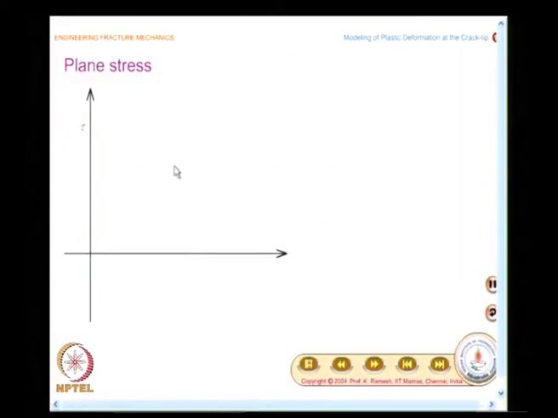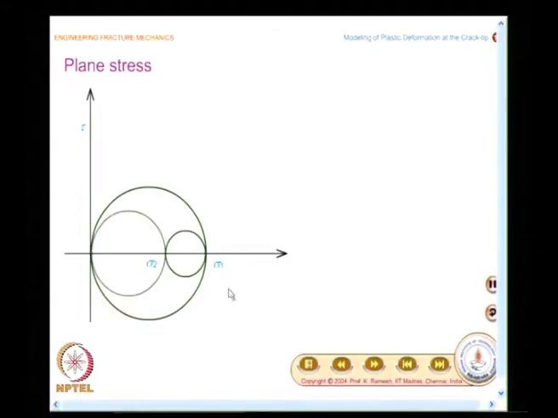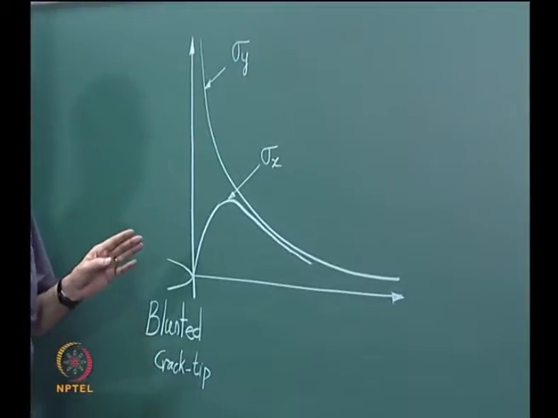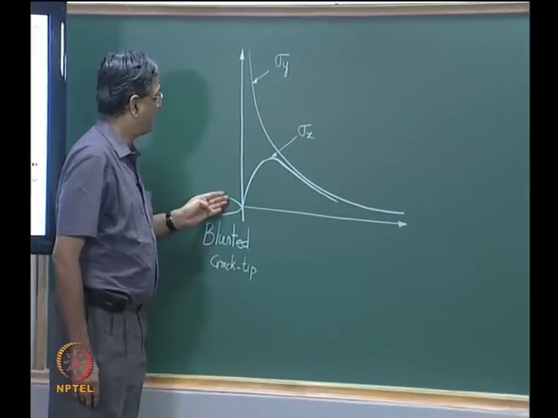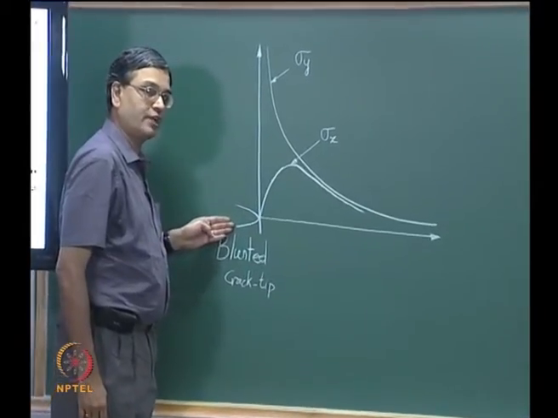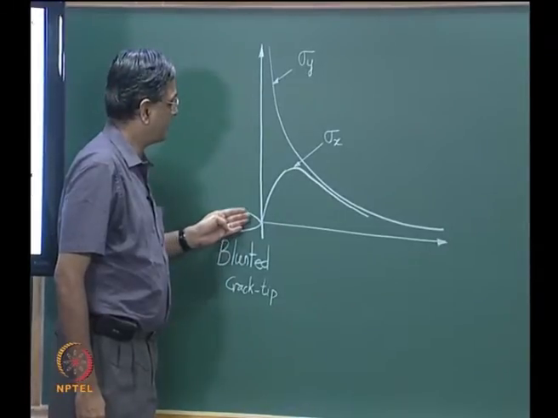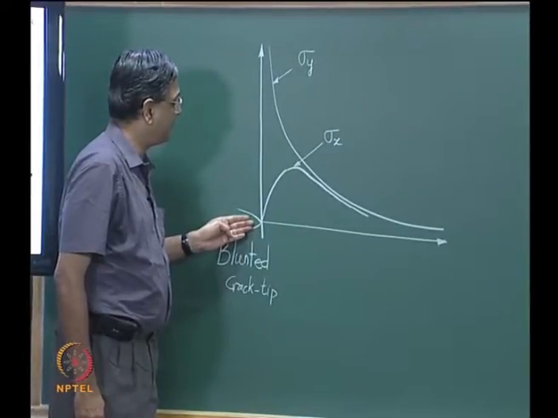And for the case of plane stress, we have looked at the Mohr circle like this. I have sigma 1, which is nothing but your sigma y, and sigma 2 is your sigma x, and sigma 3 is 0. This you have to recognize in the case of plane stress. And what you are really looking at is a case when the crack tip is blunt. The moment you are looking at plastic zone, you will also have to recognize the crack tip will become blunt.